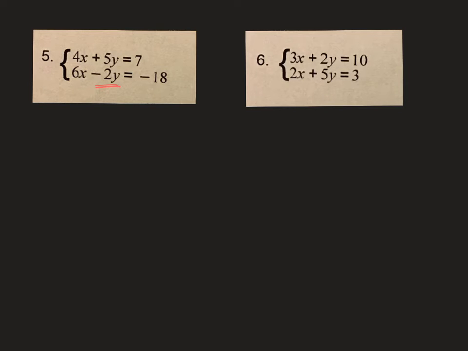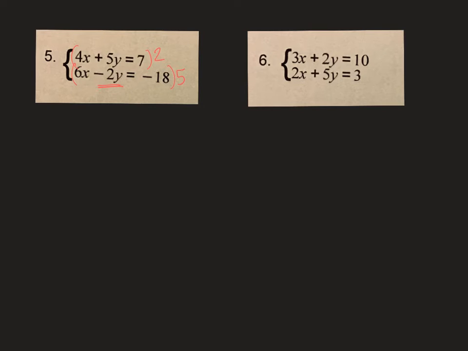So for example, it's never going to be wrong to say, okay, I have a 2 in front of my y in this second equation, so I'm going to multiply my first equation by 2. And I have a 5 in front of my y in the first equation, so I'm going to multiply my second equation by 5. There might be a smaller number that you could multiply by, but it's never going to be wrong to do it that way.